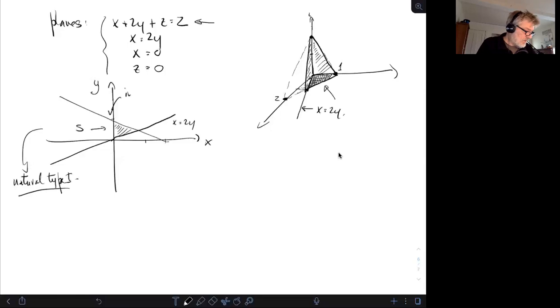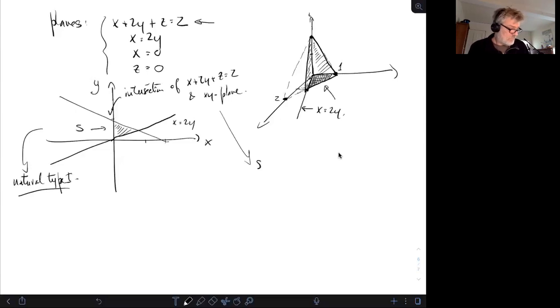So this is the intersection of x plus 2y plus z equals 2 and the XY plane. So how do I find that? Well, if you're intersecting with the XY plane, you set z equals 0. So we're going to get x plus 2y plus 0 equals 2. So that's the equation of that line.